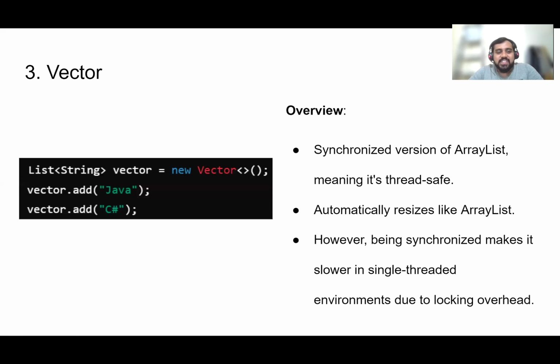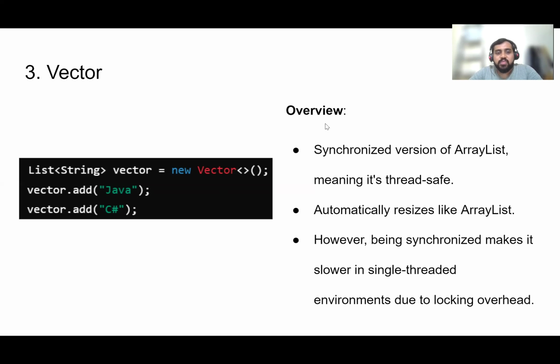Let's see another class called Vector. As with the others, I created an object with new Vector and a reference. I'm assigning it to this variable, which is of type List, and the type of data I'm storing in this collection is String. That's what I defined here. This is also a child class of the List interface. The add methods are similar to how they work in ArrayList and LinkedList.